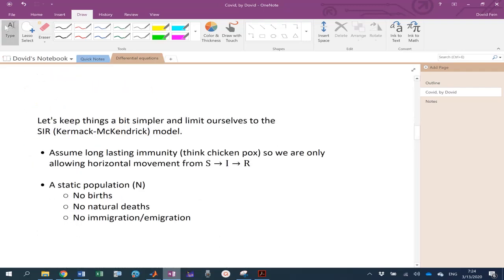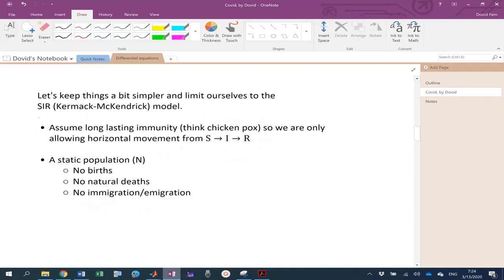And the SIR model is the classic model. It's the Kermack-McKendrick model. And in it, we are only taking 3 compartments: susceptible, infected, and recovered. We're going to assume a few things. We assume long-lasting immunity, so that way once somebody enters the recovered compartment, they do not move back to susceptible. We also assume a static population, so we're not going to be dealing with births or any natural deaths.